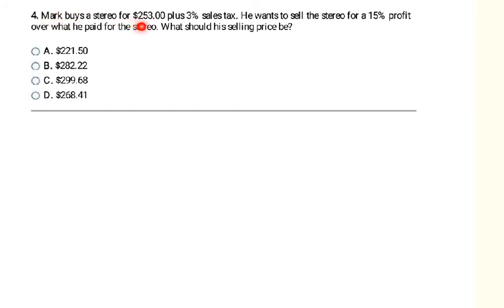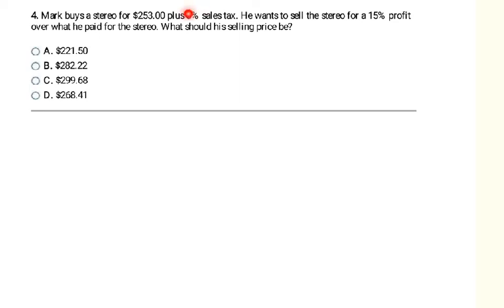Mark buys a stereo for $253 plus 3% sales tax. He wants to sell the stereo for 15% profit over what he paid for the stereo. What should his selling price be? All right, when you're working with percents, you have to know how to convert them to decimal. So there's 2 ways. Pick one that works for you all the time and stick with it.